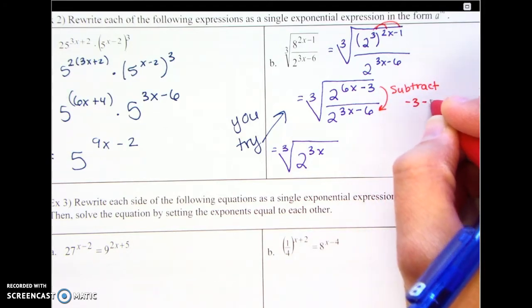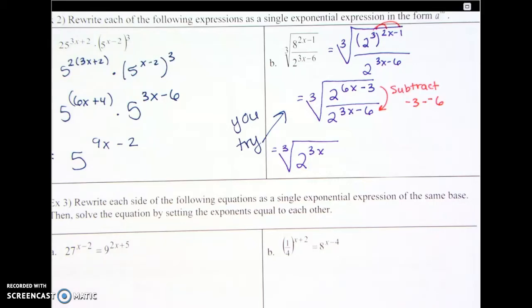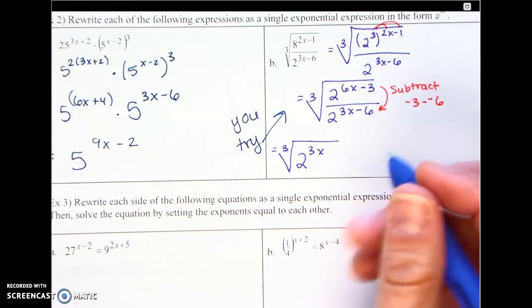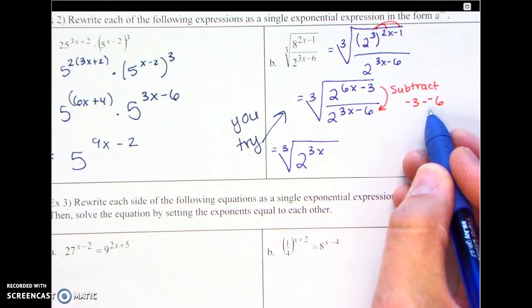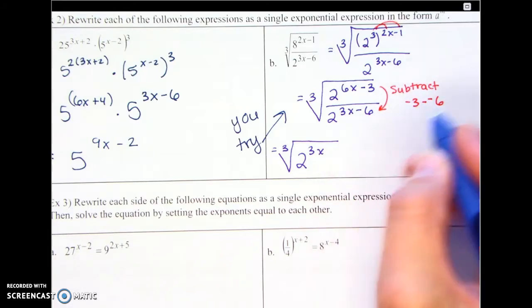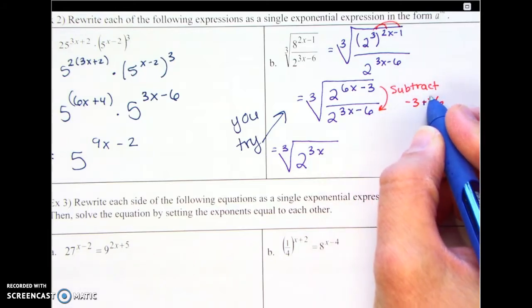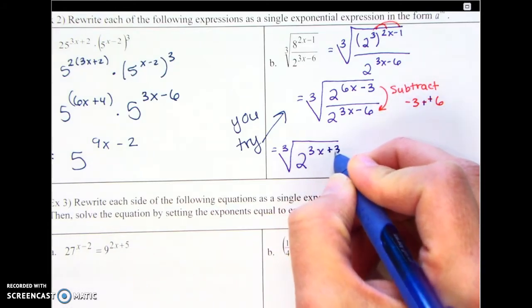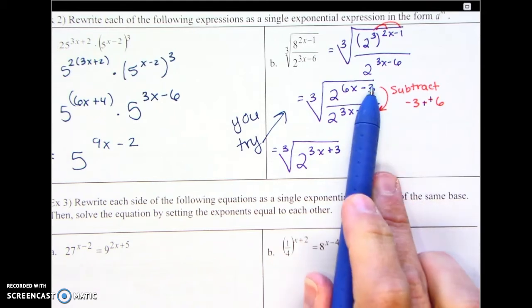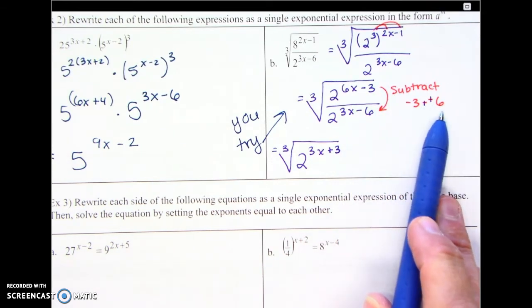If you have to write that down, that's okay. What's negative 3 minus negative 6? Positive 3. Do you see what the double negatives make? A plus sign. Yeah, negative 3 minus negative 6.